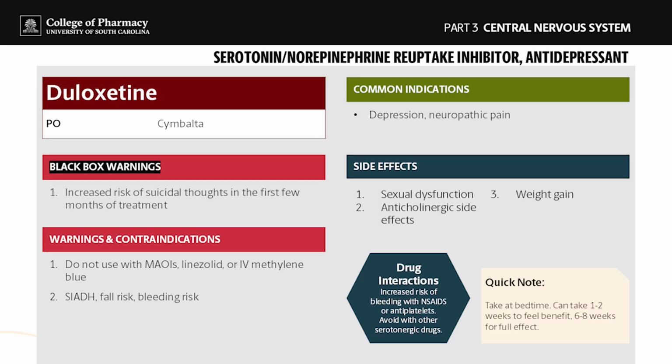Serotonin norepinephrine reuptake inhibitor antidepressant, duloxetine, brand name Cymbalta, is used for depression and neuropathic pain. Side effects: sexual dysfunction, anticholinergic side effects, we talked about those just last slide, and weight gain. Black box warnings: suicidal thoughts in the first few months of treatment are possible. Also important to take this at bedtime. One note about this drug, it has an increased risk of bleeding if taken with NSAIDs or antiplatelets. So avoid that with this drug.